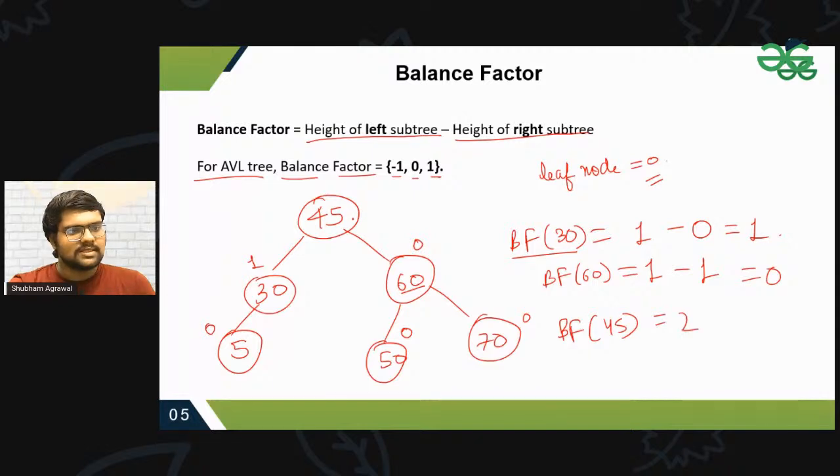As you can see, all the nodes in this tree have a balance factor of -1, 0 or 1. In this case all have either 0 or 1. So it is a valid AVL tree. We can say that this is a balanced tree.